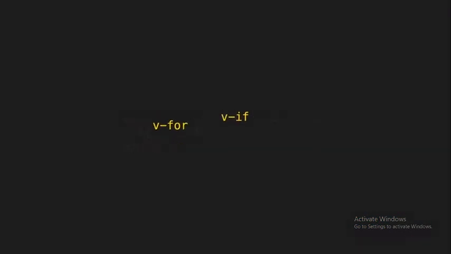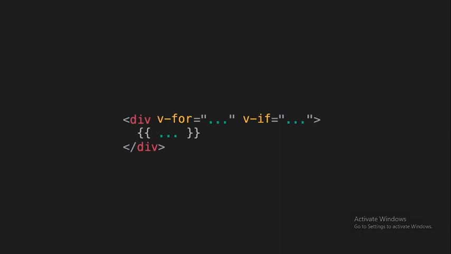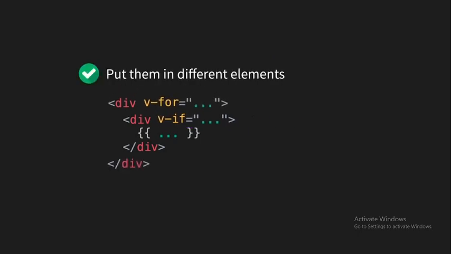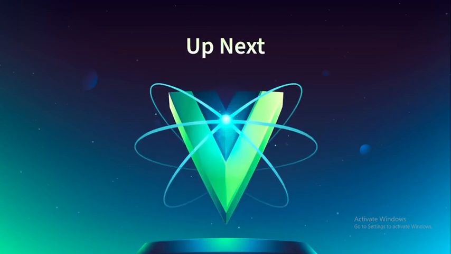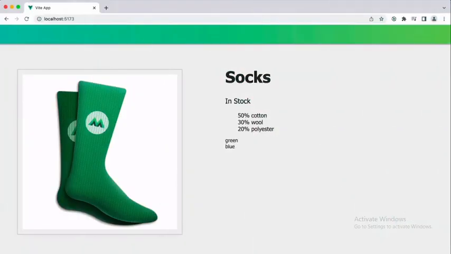V-for and v-if can be used together on the same element, but there's a caveat. The order in which they appear on the same element doesn't matter. V-if will always be processed first. The fact that v-if is placed behind v-for doesn't change anything. If you want v-for to be processed first, you have to put them in different elements. Now that we're equipped with some templating basics, we're ready to move on to the next lesson, where we'll add some interactivity to your page using event handling.